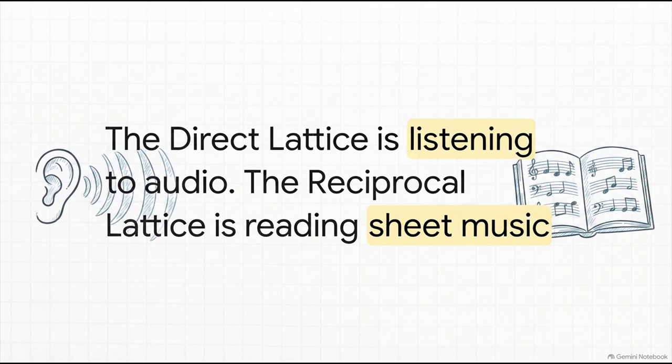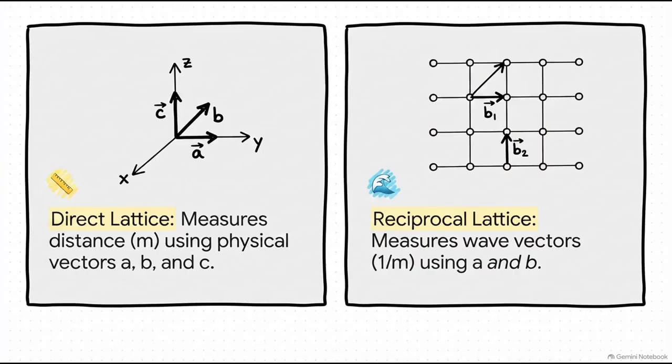of raw sound. The reciprocal lattice is a purely mathematical space perfectly tailored to map the frequencies and diffraction angles of those X-rays we just talked about. Now, what's really interesting here is how these two spaces perfectly mirror each other. In the direct lattice, our real space, our vectors A, B, and C measure physical distance in meters. Easy enough. But in the reciprocal lattice, which is often called K-space, we use vectors A star and B star. These don't measure distance at all. They measure wave vectors, which is 1/meters.